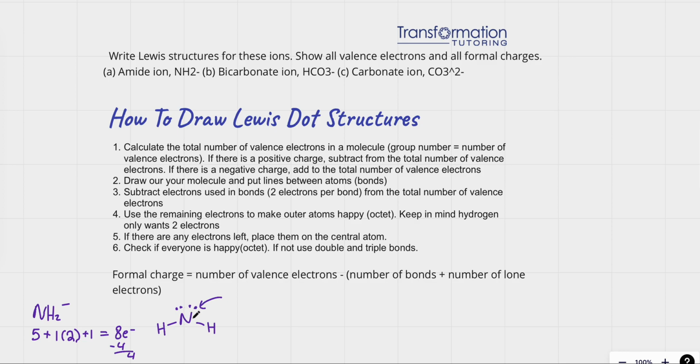Again, nitrogen is in group 5 on the periodic table, so it has 5 valence electrons, minus how many bonds does it have? It has 1, 2 bonds, plus how many lone electrons does it have? 1, 2, 3, 4. 4 lone electrons. 5 minus 6 is minus 1, so we put minus 1 on the nitrogen.